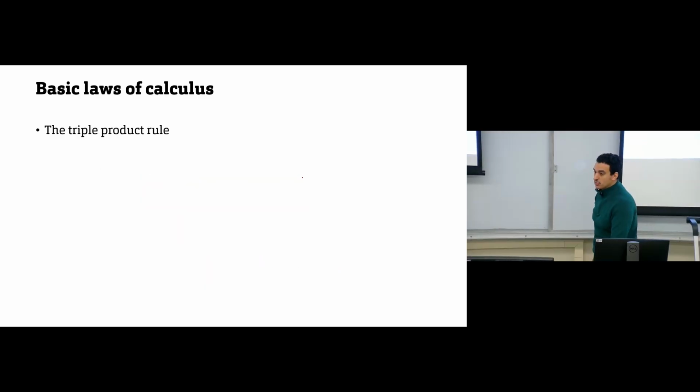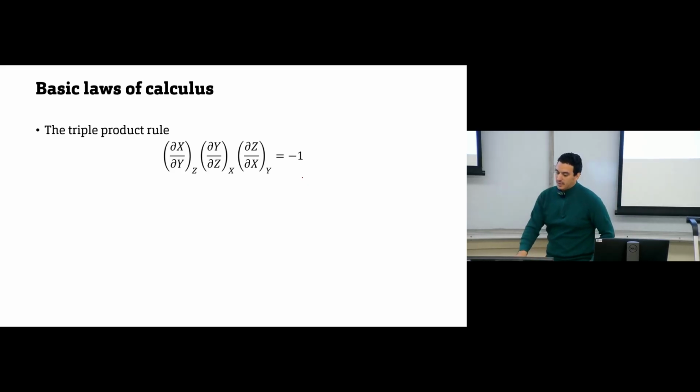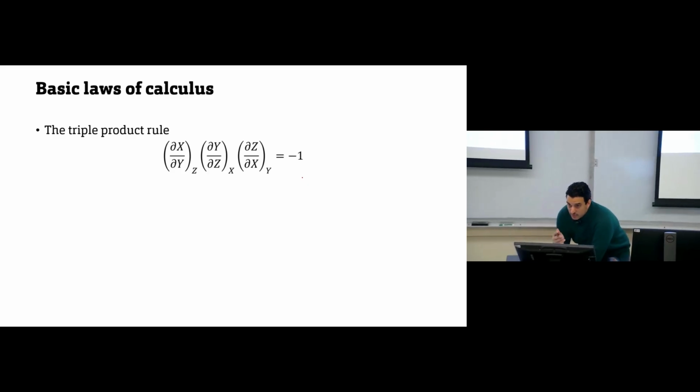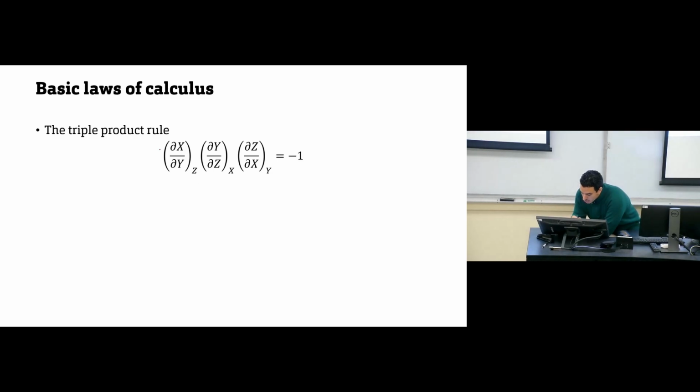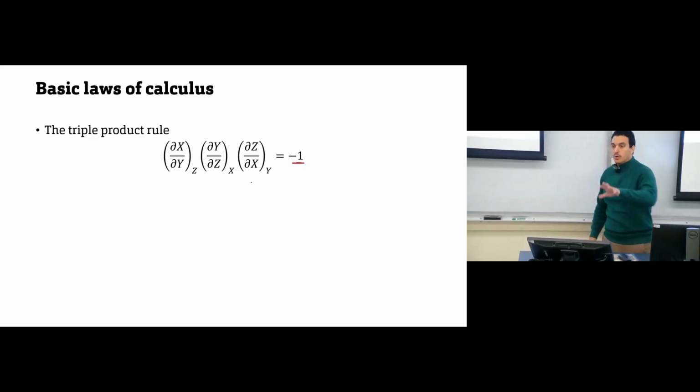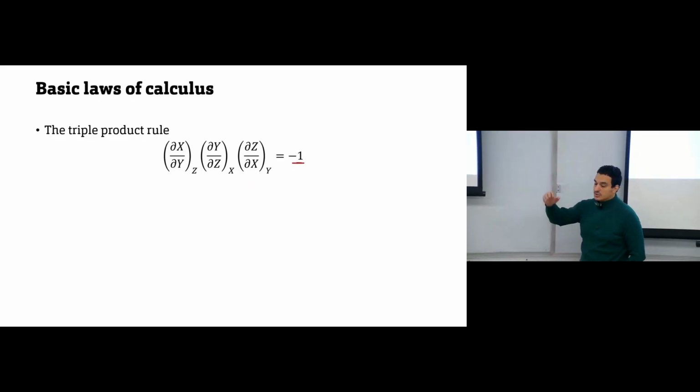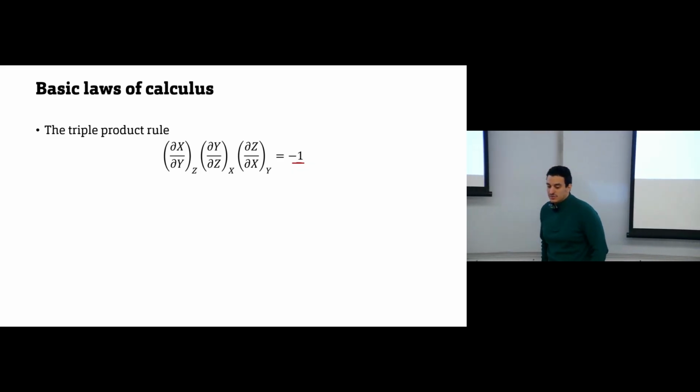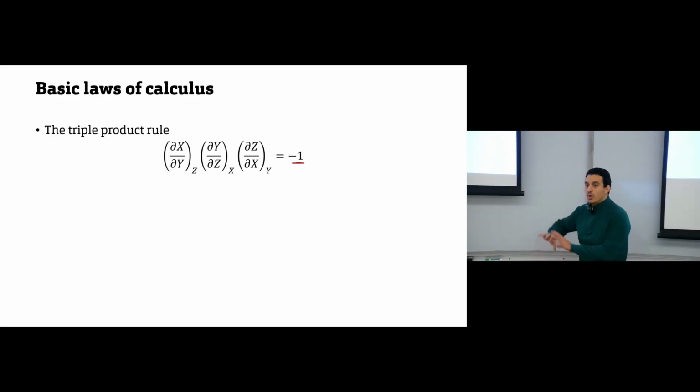The triple product rule says if you have any three variables, x, y, z, for example, you can multiply these three partial derivatives together and the result will be -1. So du by dy at constant z times dy by dz at constant x times dz by dx at constant y, the triple product is -1.